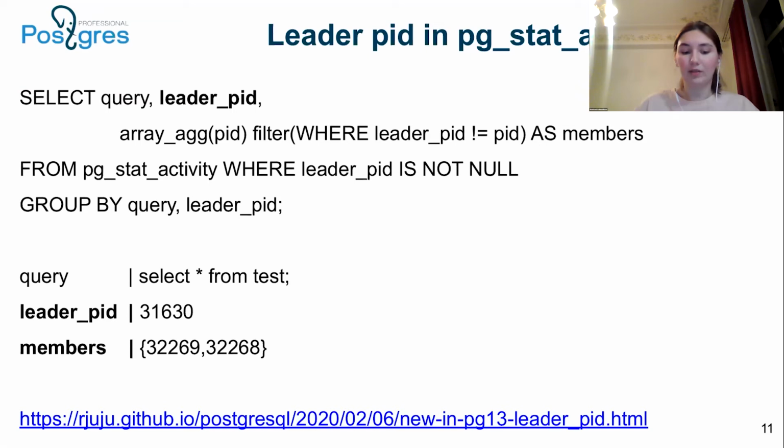A simple solution to this problem is to show parallel group leader information at the SQL level. Now it is shown as the leader_pid field in the pg_stat_activity system view. With the query presented on this slide, you can gather information about leader process and all members of a parallel group. You can join the result of this query with some other system views and collect information about all processes that are involved in one parallel query.